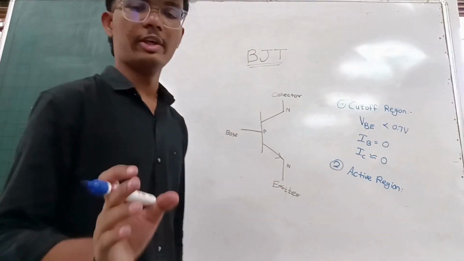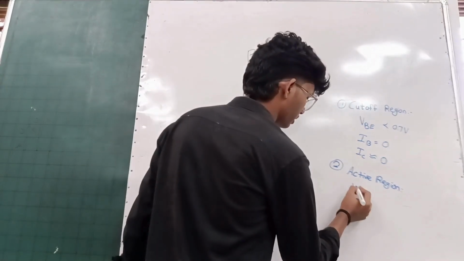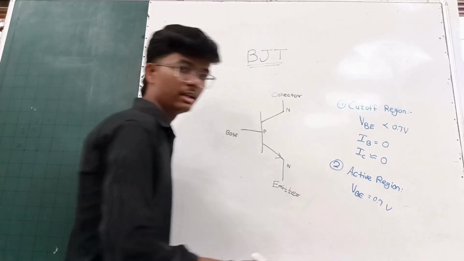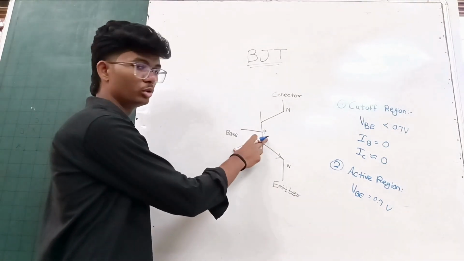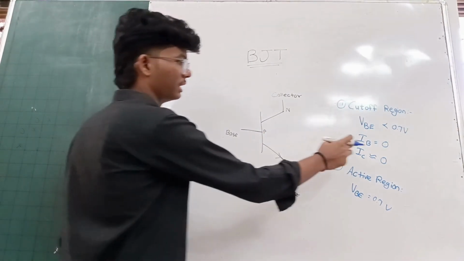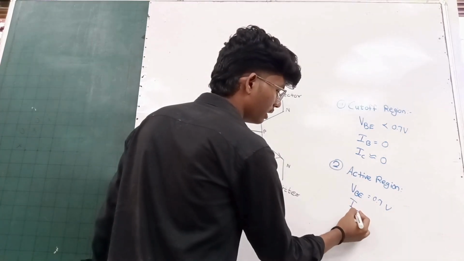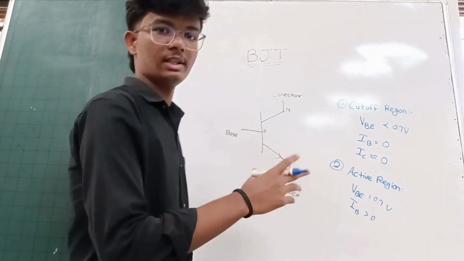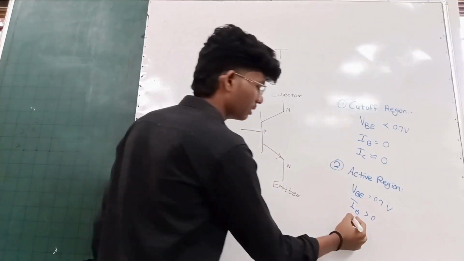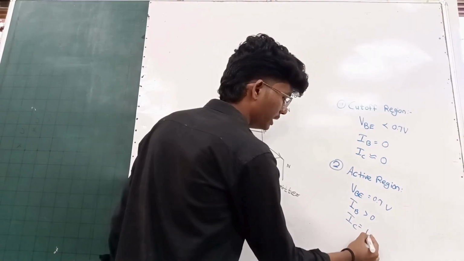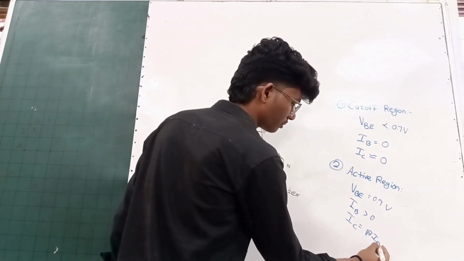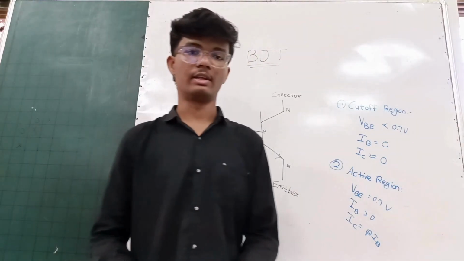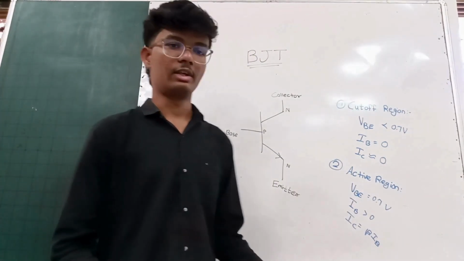In the active region, the input voltage becomes exactly 0.7 volt. It means that the electrons of the N terminal can travel to the P terminal. Therefore, the input current, that is IB, becomes slightly greater than 0. If IB becomes slightly greater than 0, then the collector current becomes beta times IB. It means that even a small amount of base current can control a very large amount of collector current.